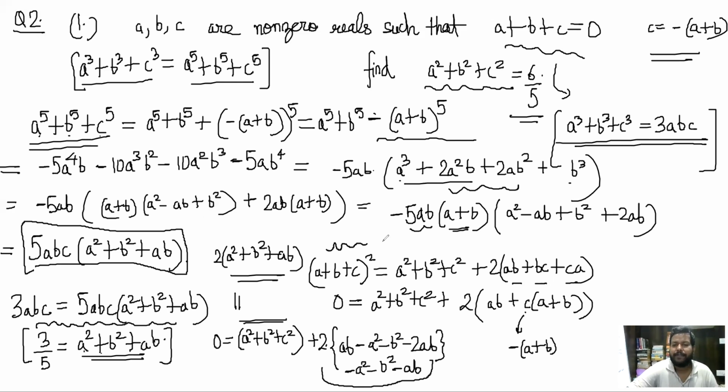What you did was a plus b plus c whole square. So that is LHS is 0 because a plus b plus c is 0, and you get a square plus b square plus c square is minus 2 times ab plus bc plus ca. And I'm just taking bc common here, a plus b, and writing c as minus a plus b again. So that will turn out to be exactly a square plus b square plus ab. So you get 6 by 5, which is the answer here. Let's move on to the next question.